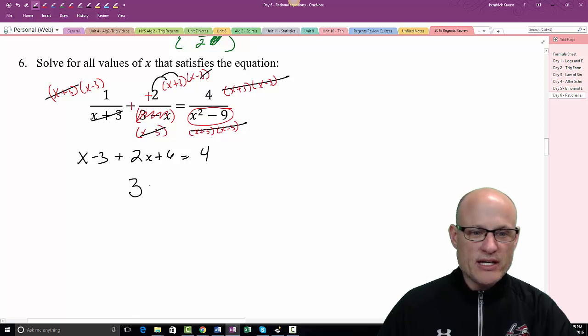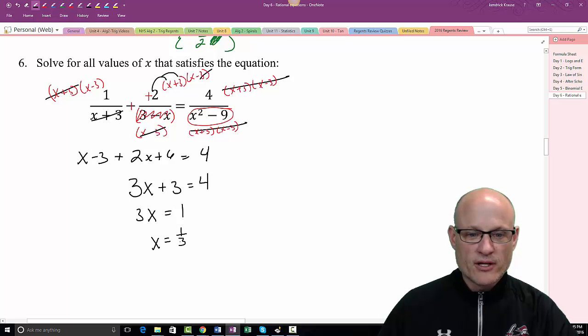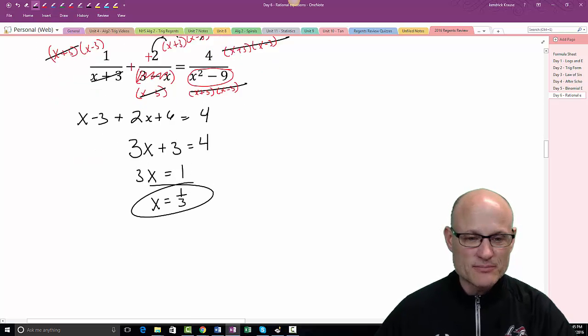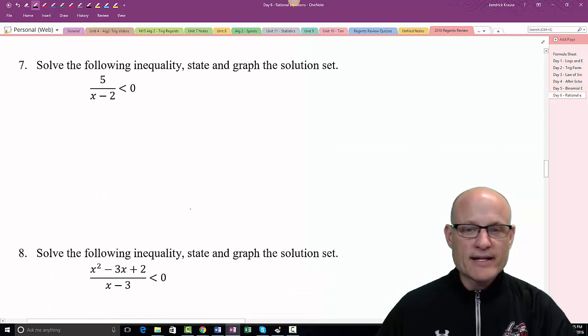So I end up with 3x plus 3 equals 4. 3x equals, sorry, I got the answer in my head. X equals 1/3. Now you can check it. It's the right answer. All right, that's it for that.